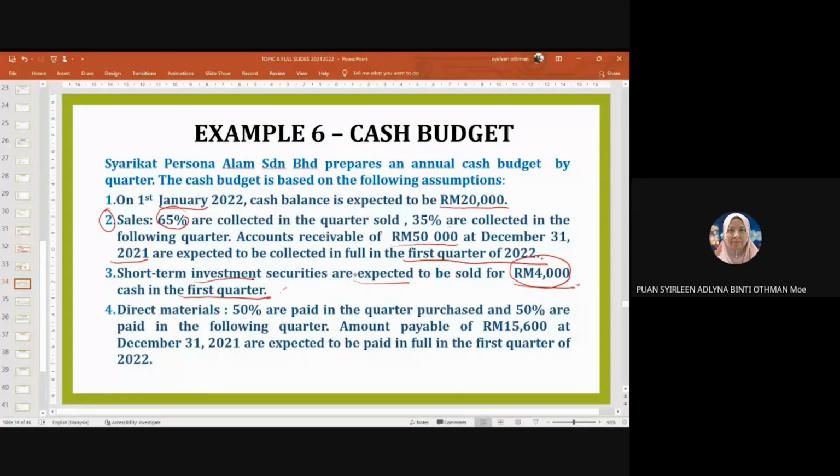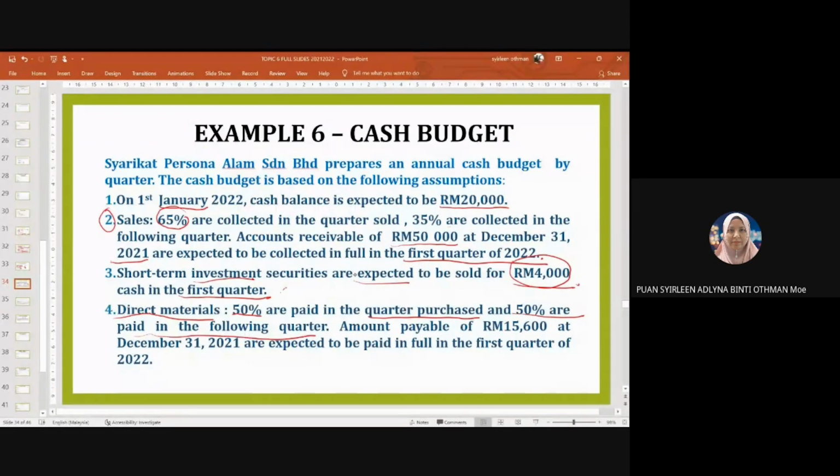And then number 4 is direct material. Direct material is something that you buy, you purchase kan tadi. So macam mana cara kita bayar balik direct material tadi? Dia berkata 50% paid in the quarter purchase. Maksudnya kalau saya beli pada kuartal pertama, 50% saya akan bayar pada kuartal pertama. Balance tu saya akan bayar dalam kuartal yang kedua. Okay, sebab dia kata 50% are paid in the following quarter.